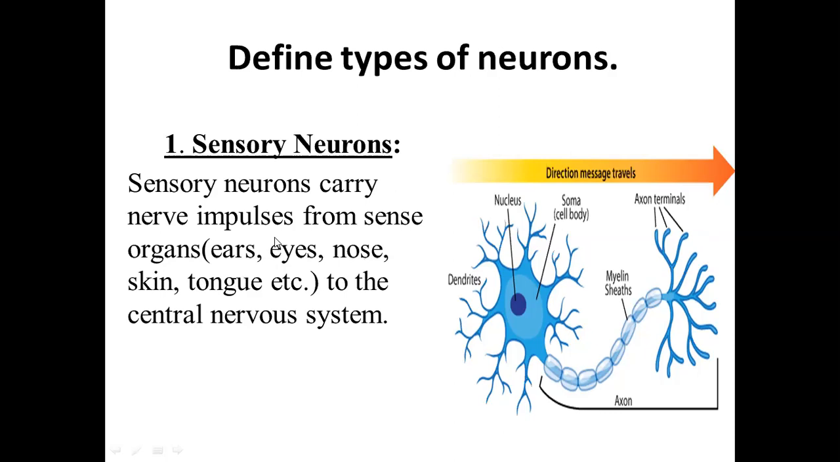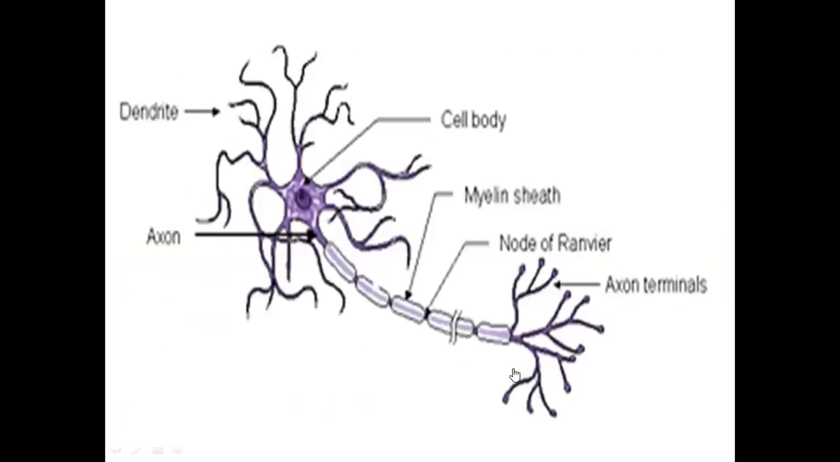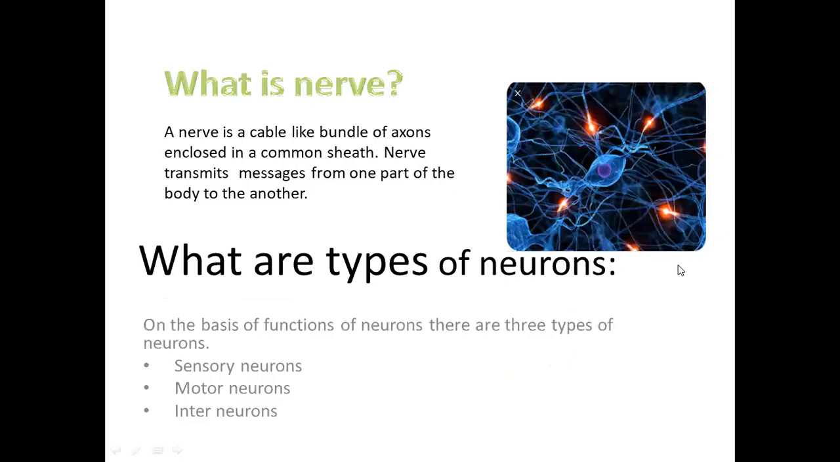So sensory neurons are those neurons which carry nerve impulses from sense organs to the central nervous system, that is, to the brain and spinal cord. These carry messages which the sense organs receive from stimuli to the central nervous system, so that the brain and spinal cord can study them, interpret them, and understand what has actually happened. Now, this is the structure of the neuron, the very first structure of neuron which you have discussed. This is actually the sensory neuron.